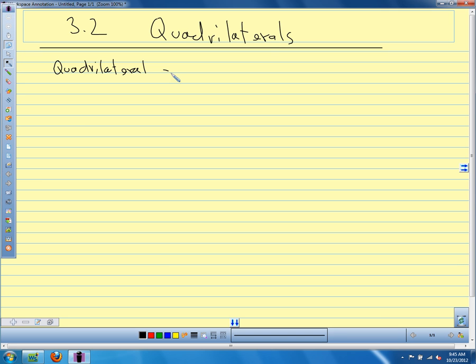Something that has four sides. A quadrilateral is just a four-sided shape. So up there in the top, in the box that says quadrilaterals, you can put four-sided shape. That's what we're talking about today, is four-sided shapes.